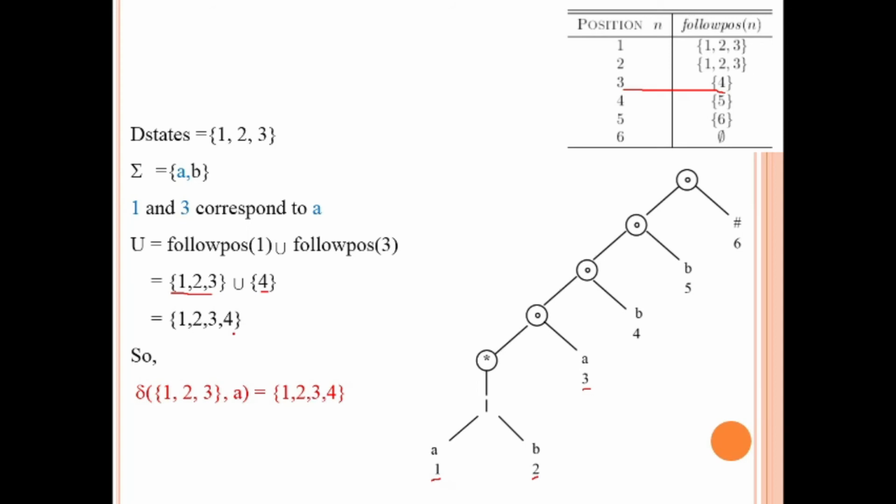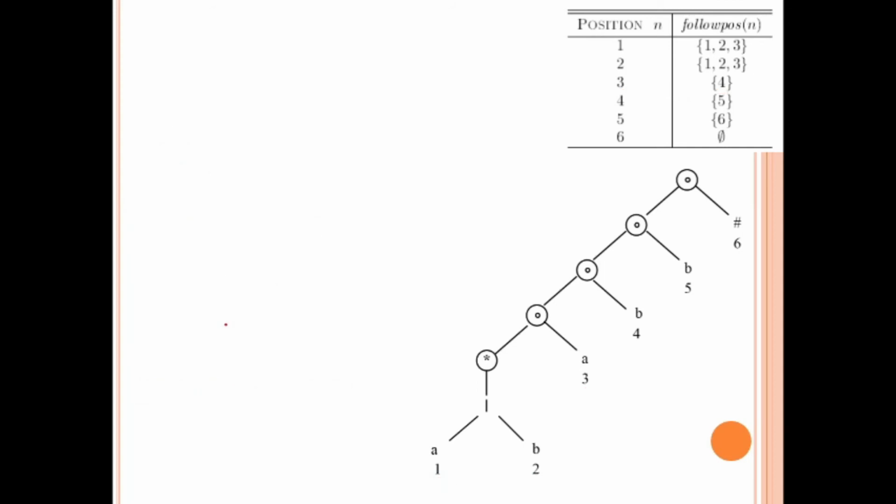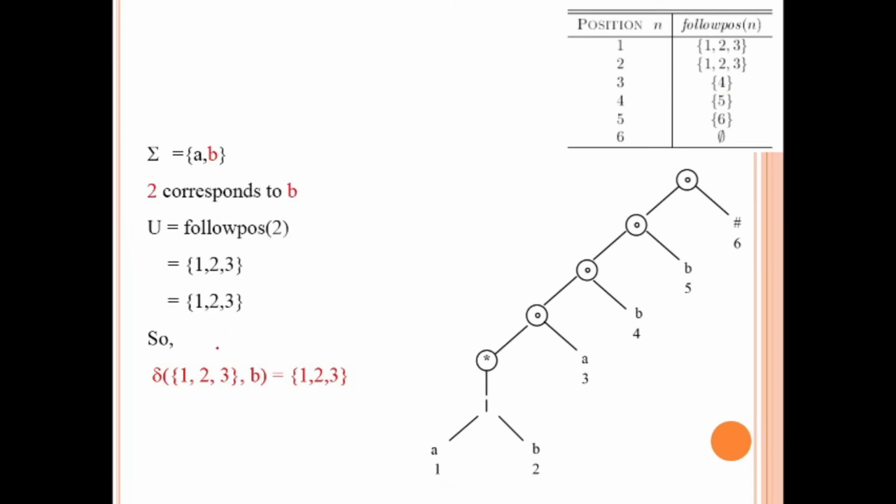Similarly we will apply B on this 1 2 3. B corresponds to position 2. So here, 2 corresponds to B. We'll just take follow position of 2. Follow position of 2 is nothing but 1 2 3. So we'll write follow position of 2 is equal to 1 2 3. That means delta of 1 2 3 comma B is equal to 1 2 3.